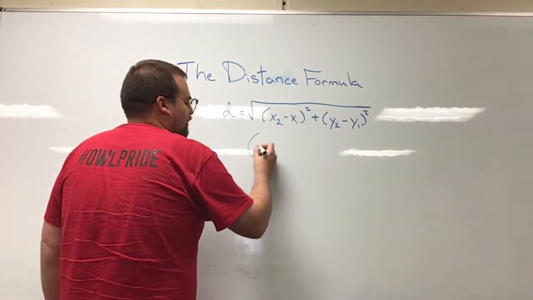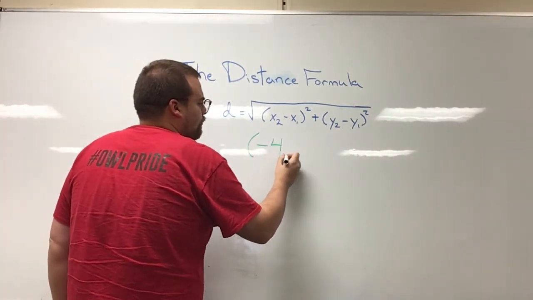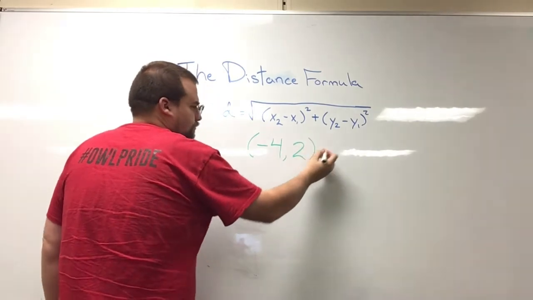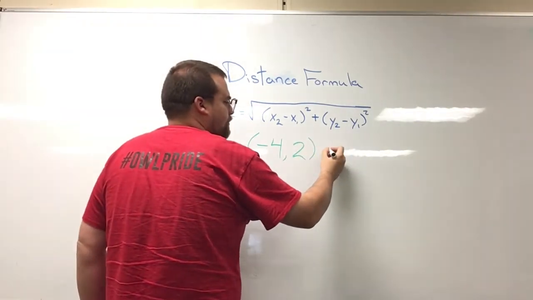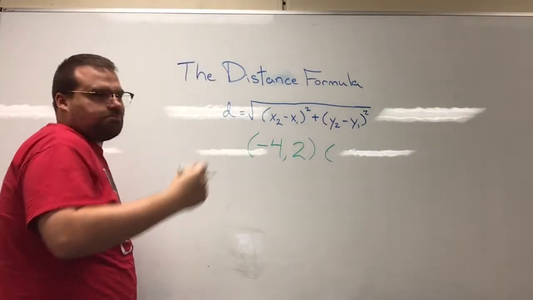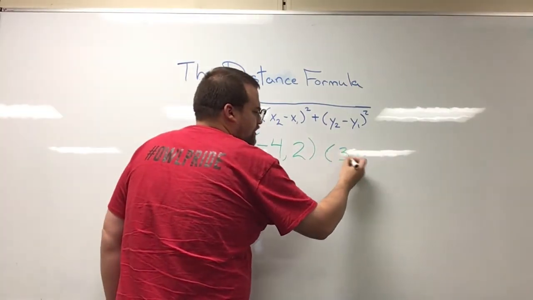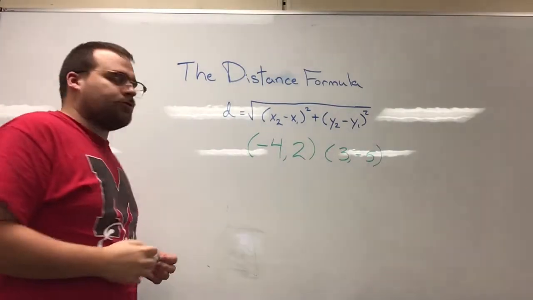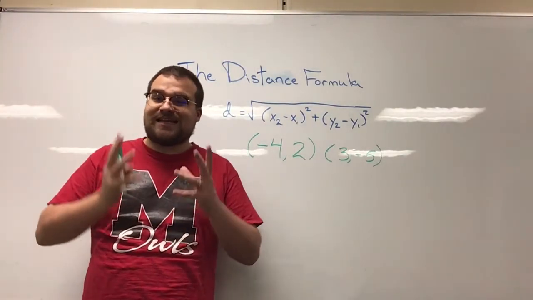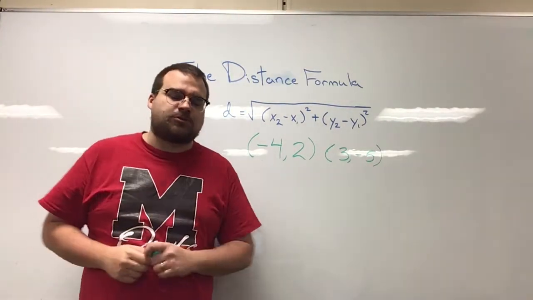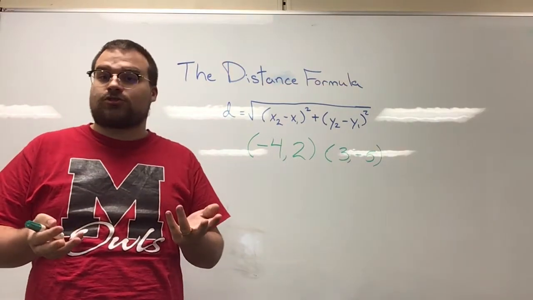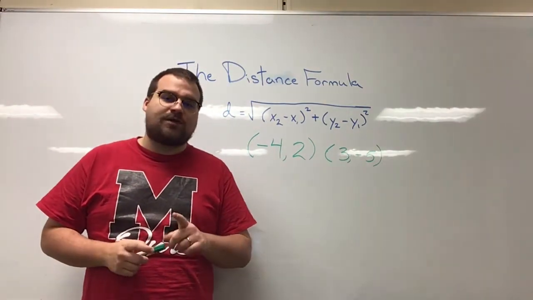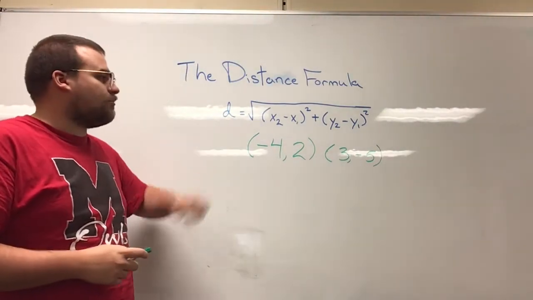Let's say we have (-4, 2) and, I don't know, (3, -5). And we'll be able to find exactly how much space is between those two points, at least in a straight line distance. Now to do that, we utilize the equation you see right here behind me.